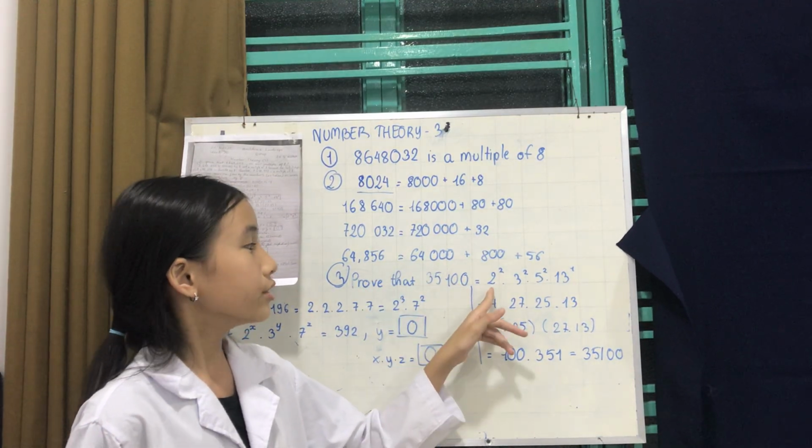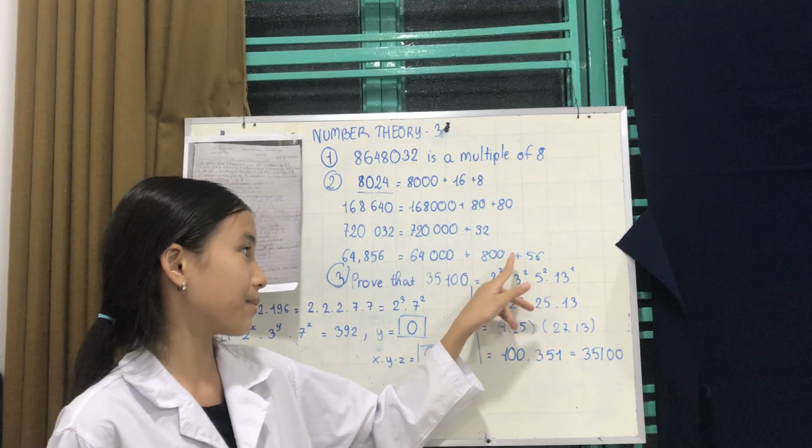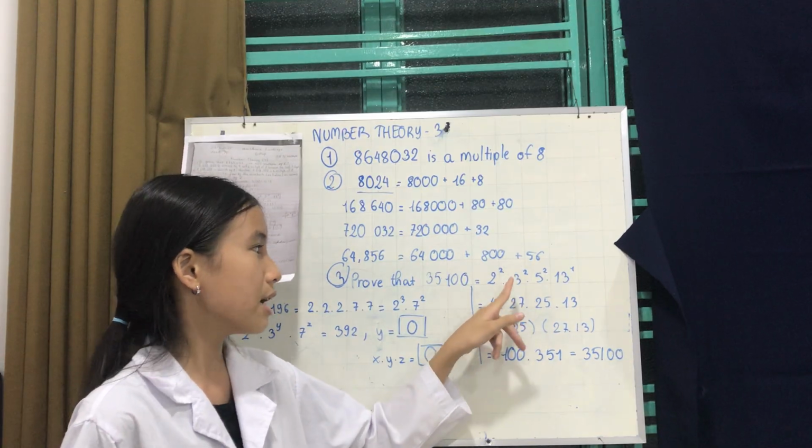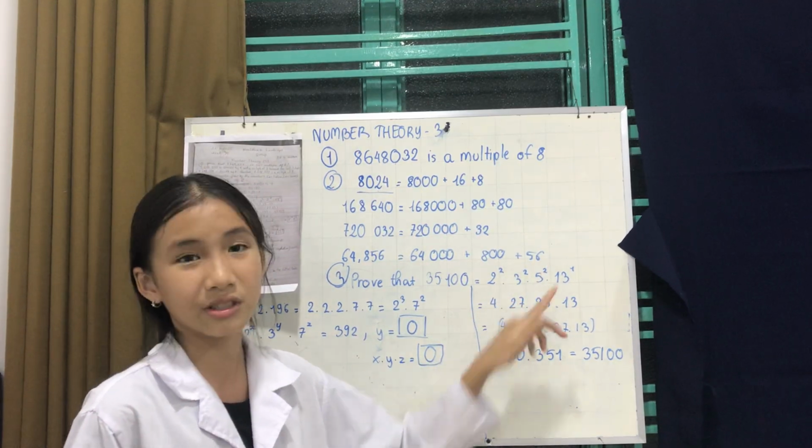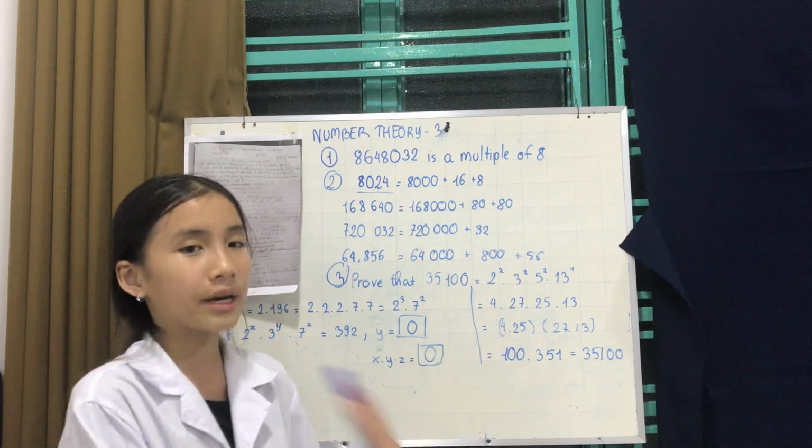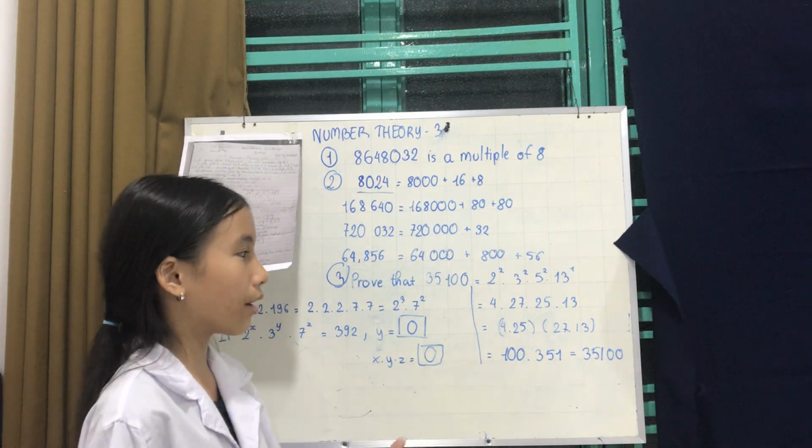The third problem: prove that 35,100 equals 2 to the power of 2 times 3 to the power of 3 times 5 to the power of 2 times 13 to the power of 1. Now, I'll break this down one by one.